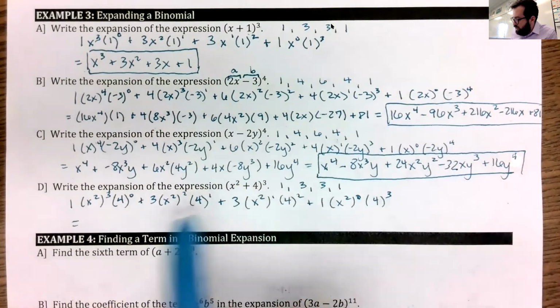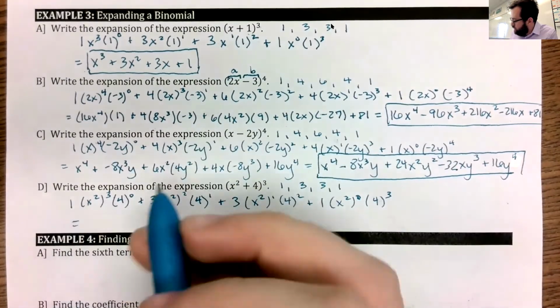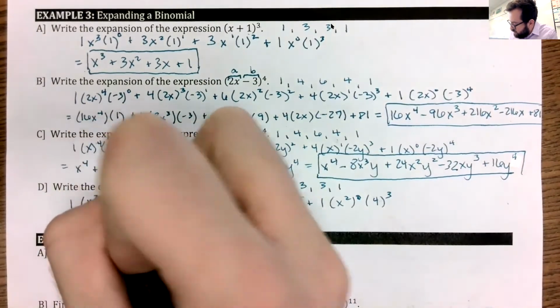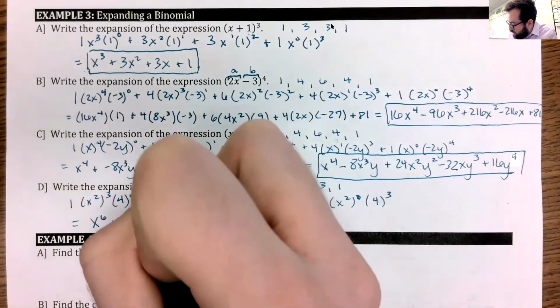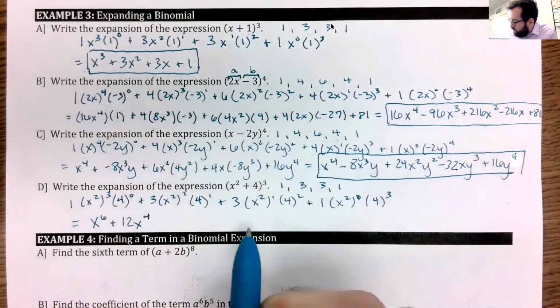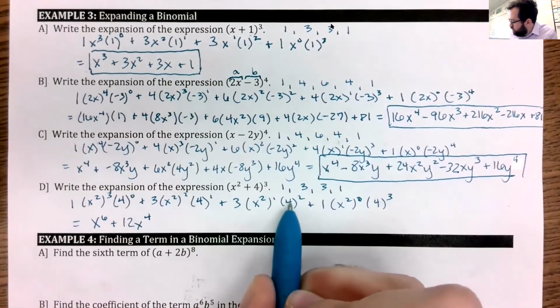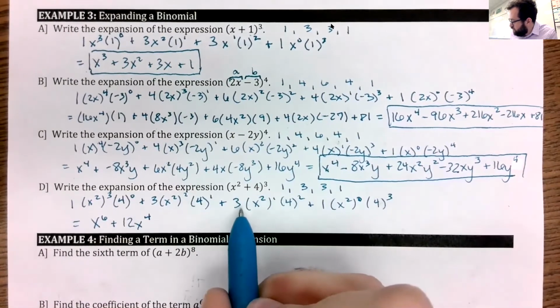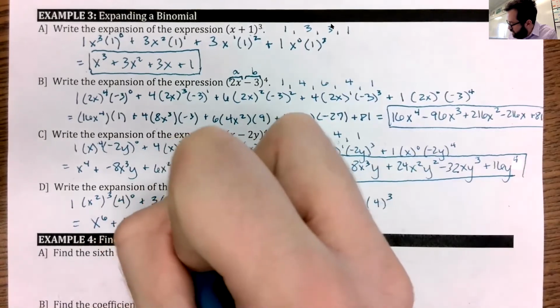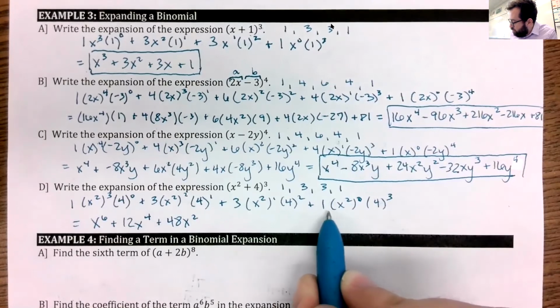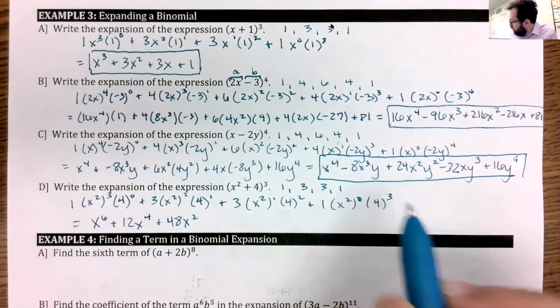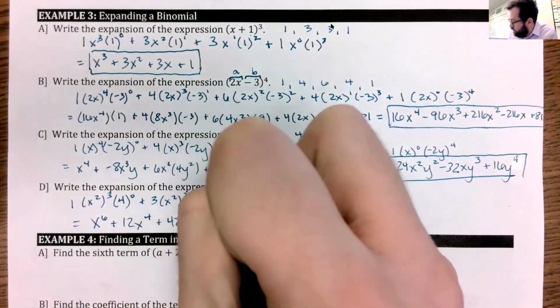So if we multiply all this together, we have 1 times 1, x to the sixth. We end up with 3 times 4, which is 12, x to the fourth. 3 times 4 squared, so 16 times 3 is going to be 48 x squared. And then we have 1 times 4 cubed, so plus 64.